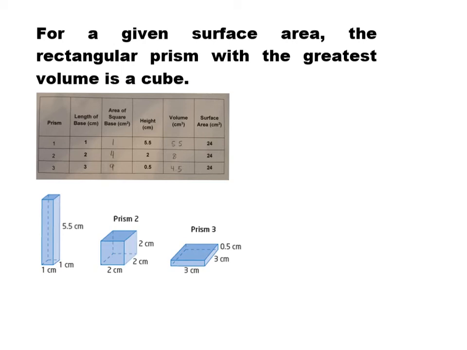Your chart notes the height and the length of the base of each of the prisms, and it is up to you to determine the area of the square base and the volume. Just as we did for the previous chart, you can find the area of the square base by squaring the length of the base. So if the length of the base is 1 for prism 1, the area of the square base is also 1, because 1 squared equals 1. For prism 2, the length of the base is 2, and the square base is therefore 4 centimeters squared, because 2 squared equals 4. For prism 3, the length of the base is 3, therefore the area of the square base is 9.